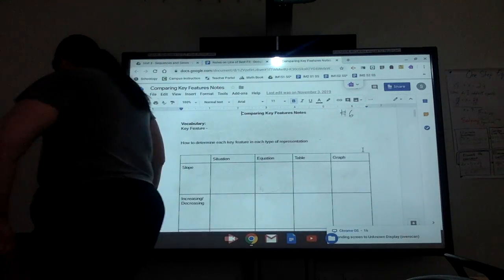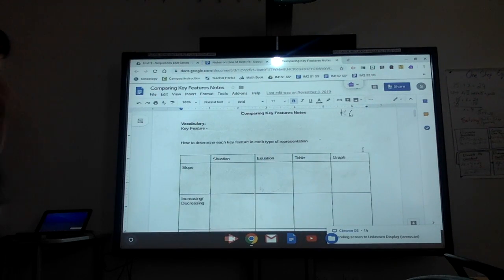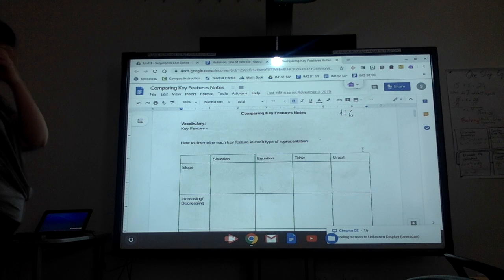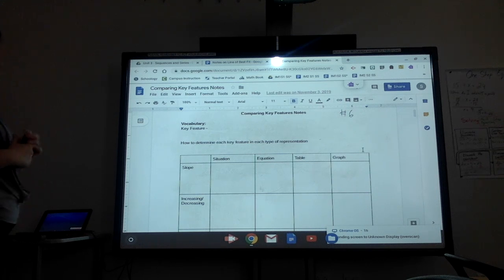So, we're at a point where we're going to be comparing key features. You're going to find in math that you're going to be comparing key features a lot. This time it's for linear equations like straight lines, but we're going to learn about all different types of lines, not just straight lines. And you're always going to have to compare key features, so this is one that's going to show up again and again and again. So, time to learn it good.